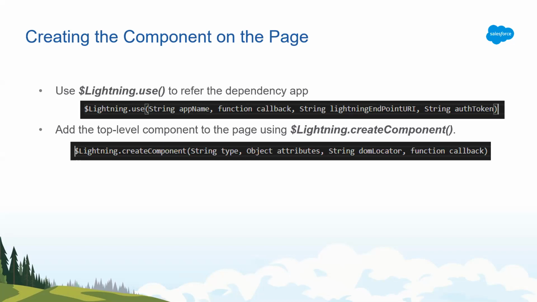And in case I want to use a LWC component or a component in my Visualforce page, which will be available in Classic, then also can I use Lightning use, or will I use Lightning create component? No, you have to use both. The only difference here is that when you're declaring the lightning.use method, you don't have to pass the last 2 parameters, which is the Lightning endpoint URL and the URI and authentication.